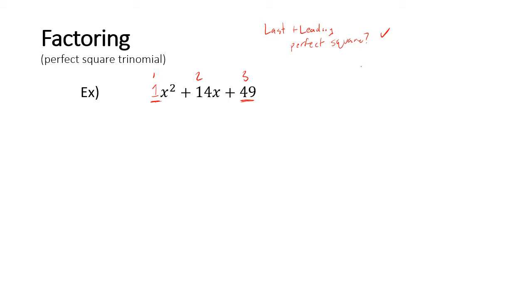Second thing is, if we took the square root of this last thing, so 7, right, square root of 49 is 7, square root of the leading coefficient is 1, is this 14, okay, is the middle term 2 times the square root of the leading coefficient times the square root of the constant term, or the last coefficient? If it is, those 2 check marks mean we have a perfect square trinomial. So 7 times 1 times 2 is 14. So this is a perfect square trinomial. So what we can say right away is that this must be x plus 7 quantity squared.